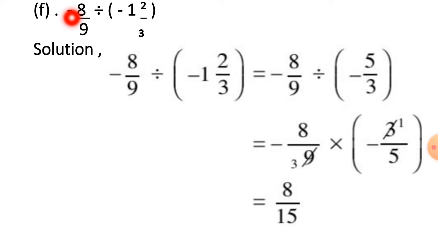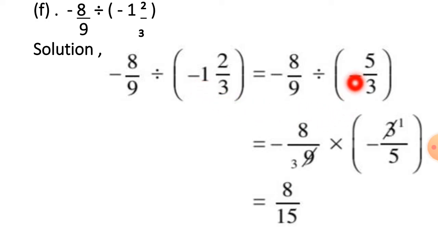F part is there: minus 8 over 9 is going to be divided by minus 1 into 2 over 3. Before solving this question, we are going to convert this mixed fraction into an improper fraction. Then again we are going to change the sign of division into multiplication. Minus 8 over 9 will be the same. Now we are going to change this one. The same procedure: we multiply 3 with 1, 3 ones are 3, and we add 2, it will become 5 over 3.